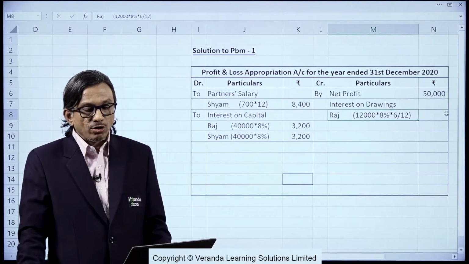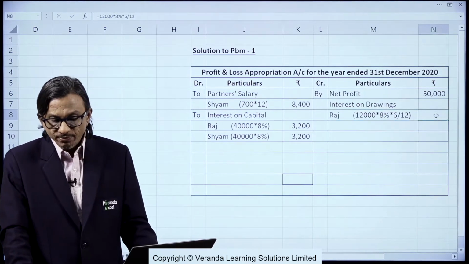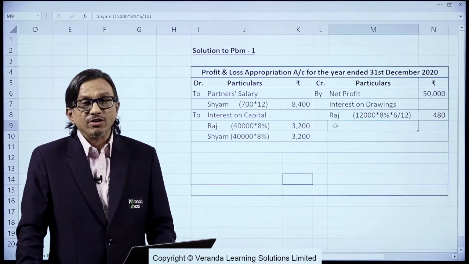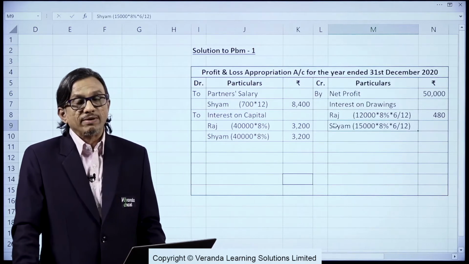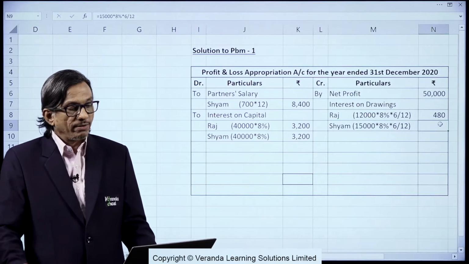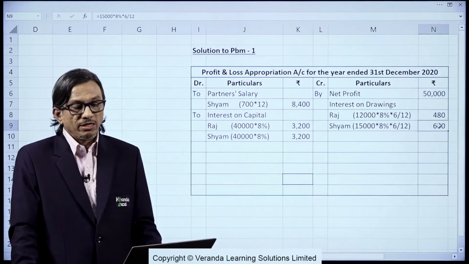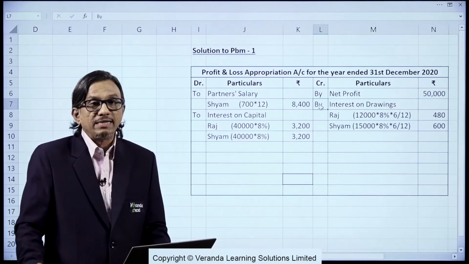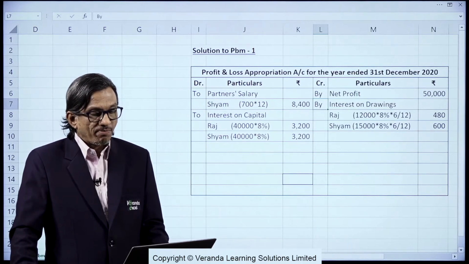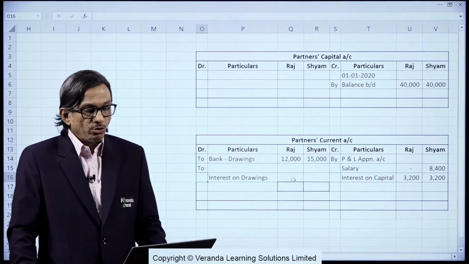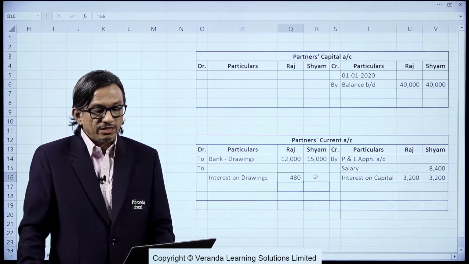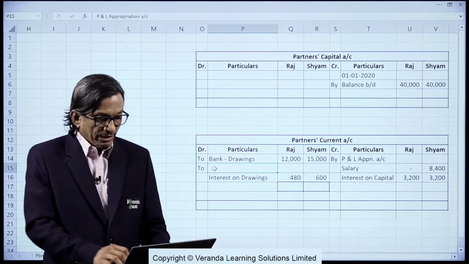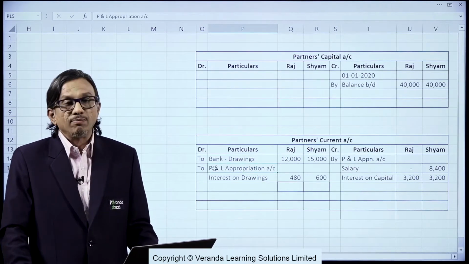Hence, the interest on drawings for Raj will be 12,000 into 8% into 6 by 12. That comes to 480. Similarly, for Shyam also, the date of drawing is not given. So 15,000 into 8% into 6 by 12, that will be 600 to be charged to Mr. Shyam. So we are crediting the P&L appropriation account. The corresponding debit should go to the current account of the partners. So in the partners' account, you put to interest on drawing for Raj 480, for Shyam 600. So that is also done. And you have to put it as debit current account to P&L appropriation account.